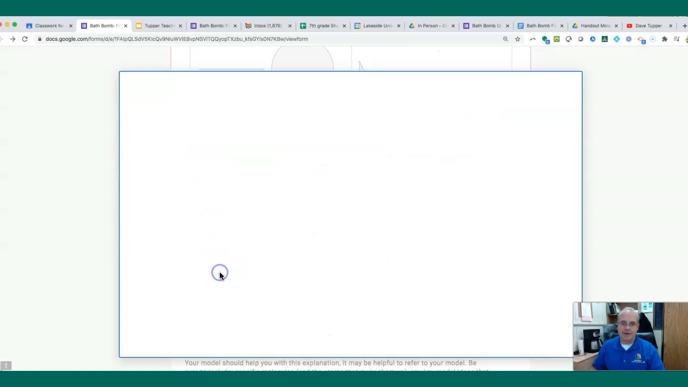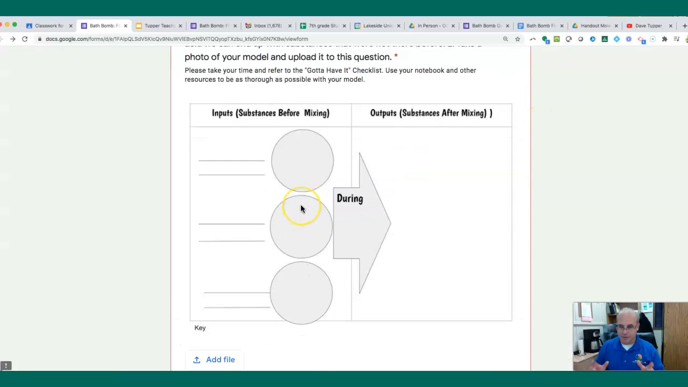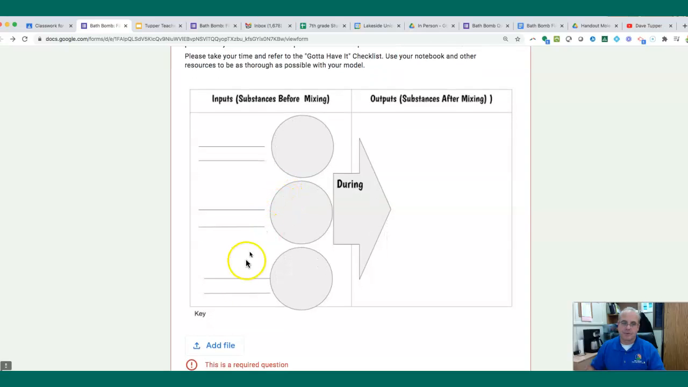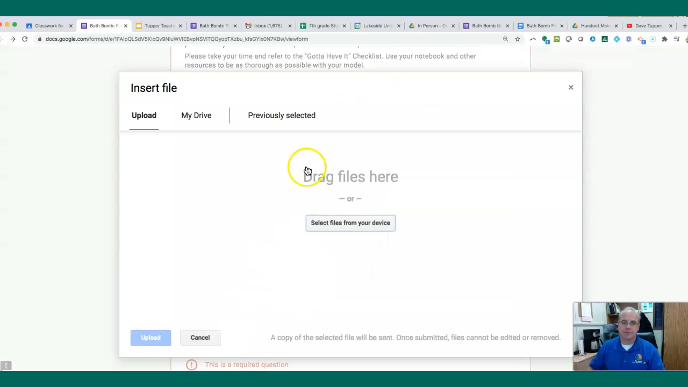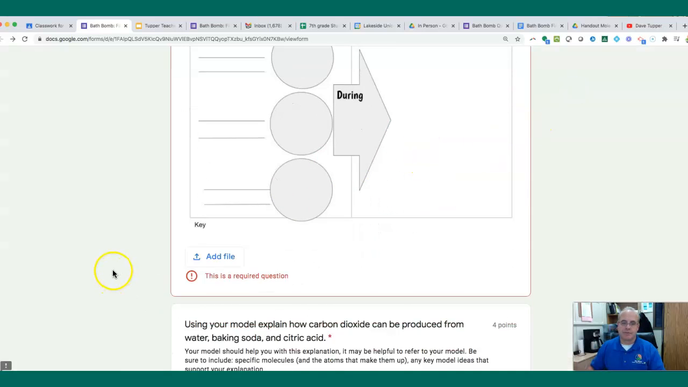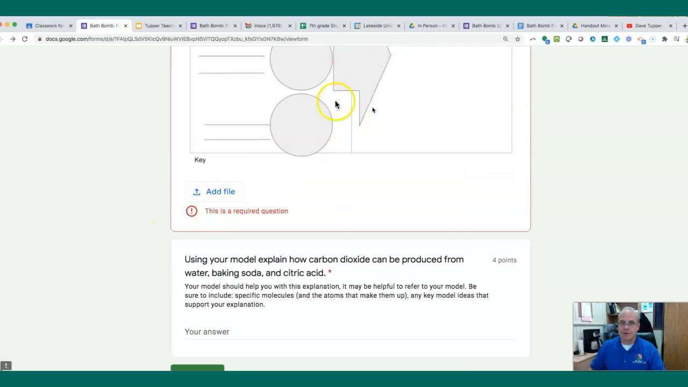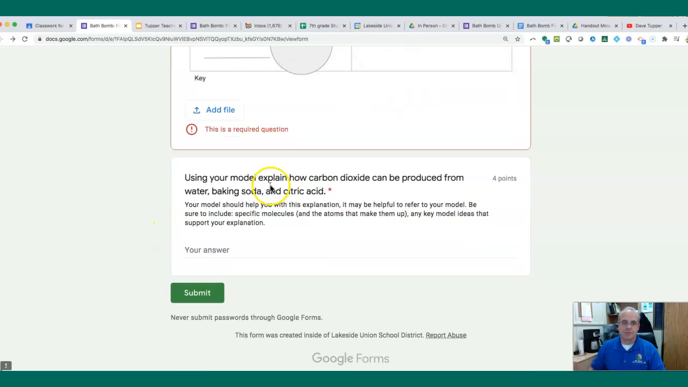Okay? So when you're all done with your model that shows what it's asking you to, you'll take a photo of your model with your iPad. Then you'll click Add File, and it will say select files from your device or select from your photo album on the iPad, and then you'll quickly upload your photo. Okay? Then you still have the photo in your notebook or the model in your notebook.